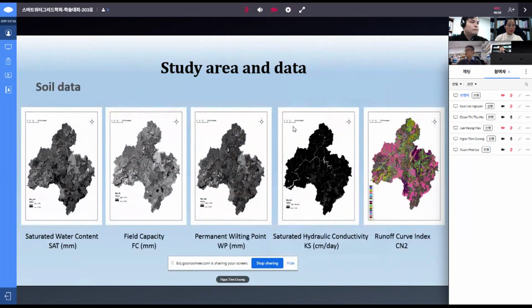About soil data, in the SUR model, the soil characteristic plays an important role in the evapotranspiration and infiltration process of the precipitation on the catchment.